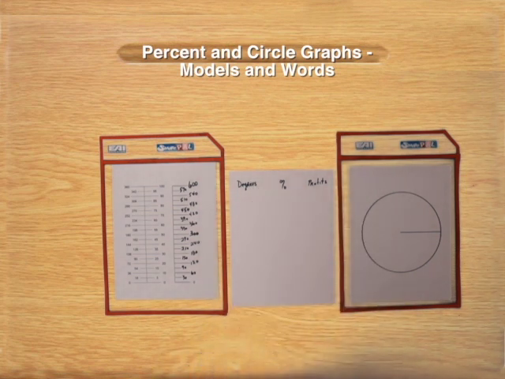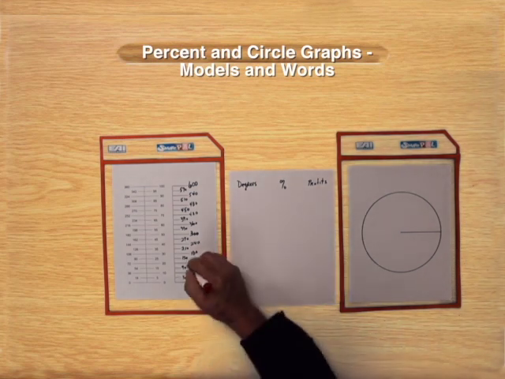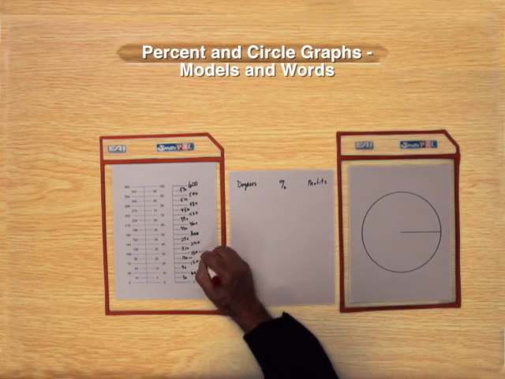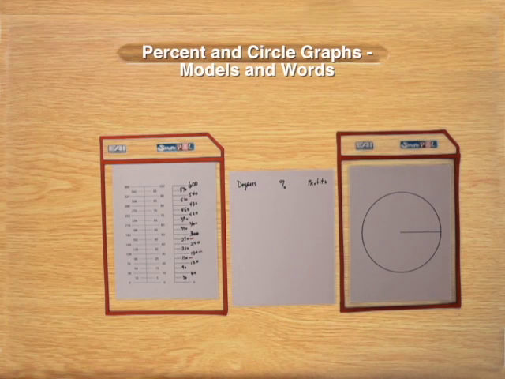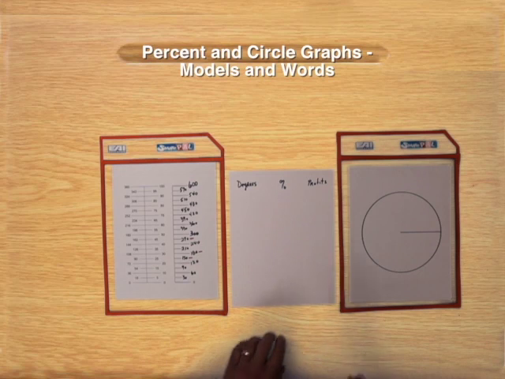So let's look at, again, the three numbers that we saw in our first video. We're going to look at $150 in profits, $180 in profits, and $270 in profits. And the question is, how do we draw a circle graph for these three amounts? Let's look at the first one. The first one is $150.